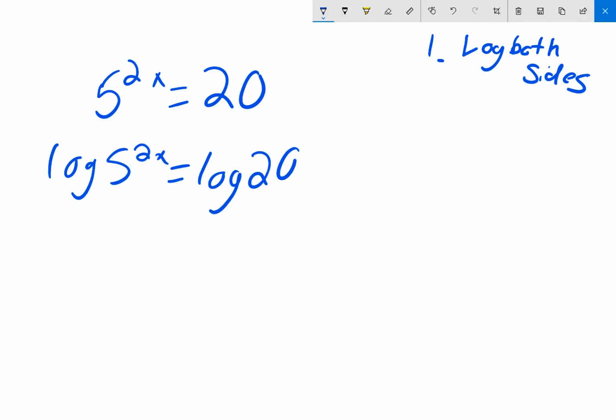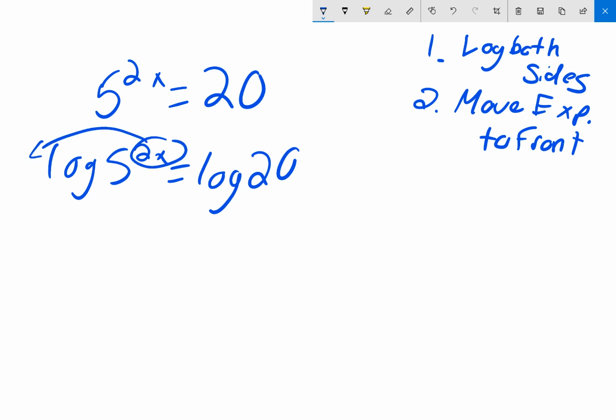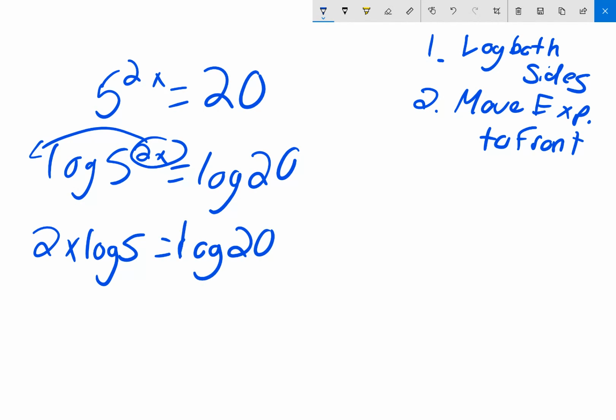And then we're going to use those logarithms and use the property to, this is step 2, move my exponents to the front of the logs. There's only one exponent here, it's a 2x. We're going to move it to the front of its logarithm. This will become 2x times log 5 equal to log 20. And then step 3 is to divide logs.